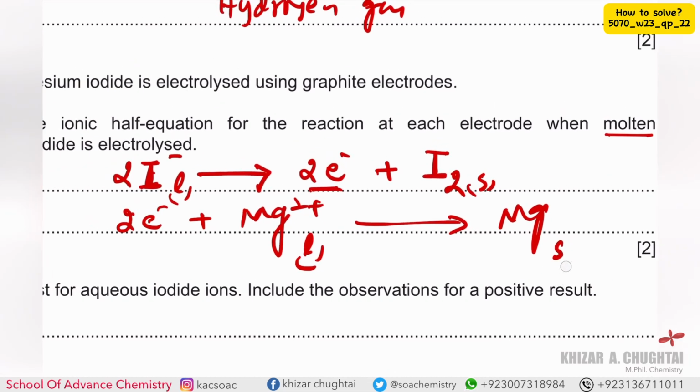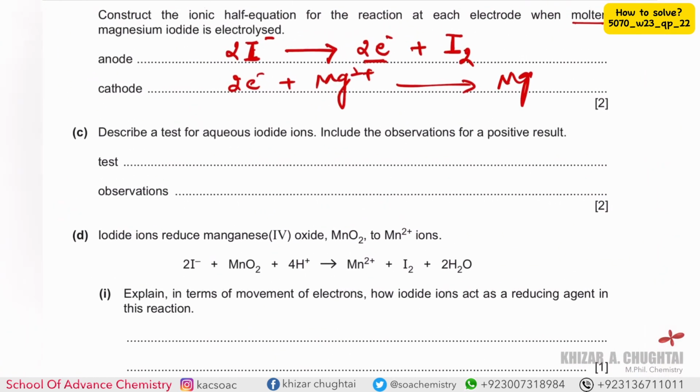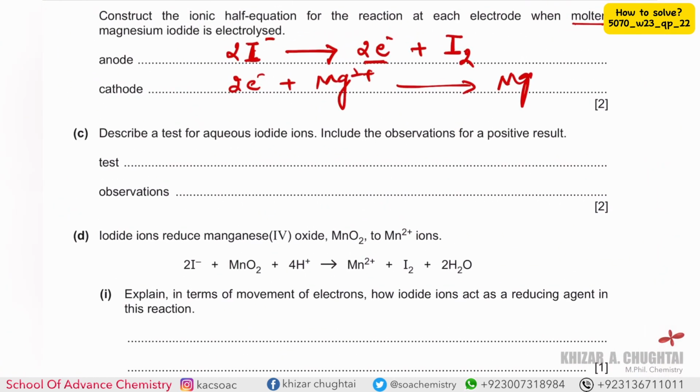Just write the species, balanced species, and so on. And here are these two equations. C. Describe a test for the aqueous iodide ion. Include the observation for a positive result.